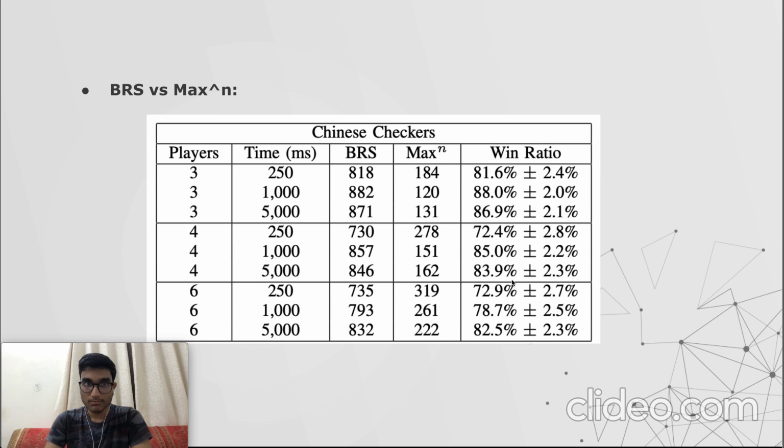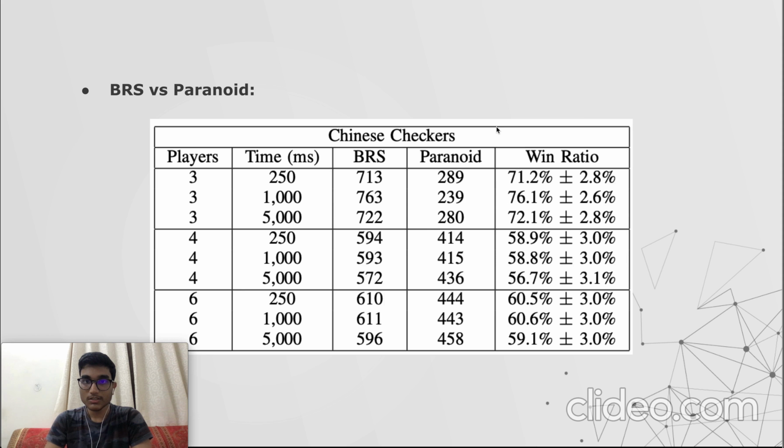Looking at BRS versus Maxn in the 3-player, 4-player and 6-player cases, with the respective times for each move, in almost every case BRS has a win ratio between 72 and 88%. That says BRS is much stronger than the Maxn algorithm and always performs better. And when BRS versus Paranoid is compared, in each case BRS has a win ratio of 58 to 76%. That is, on average 60% of the games were won by BRS.